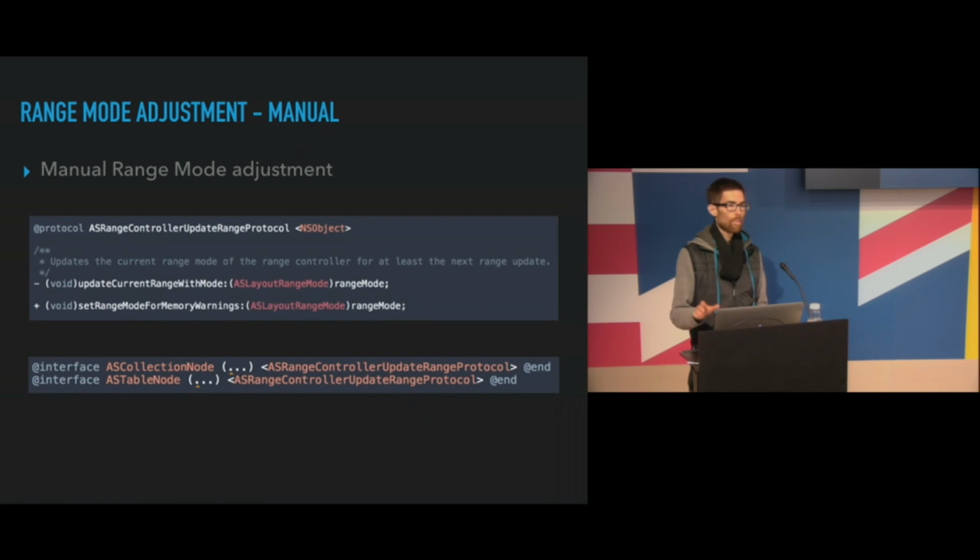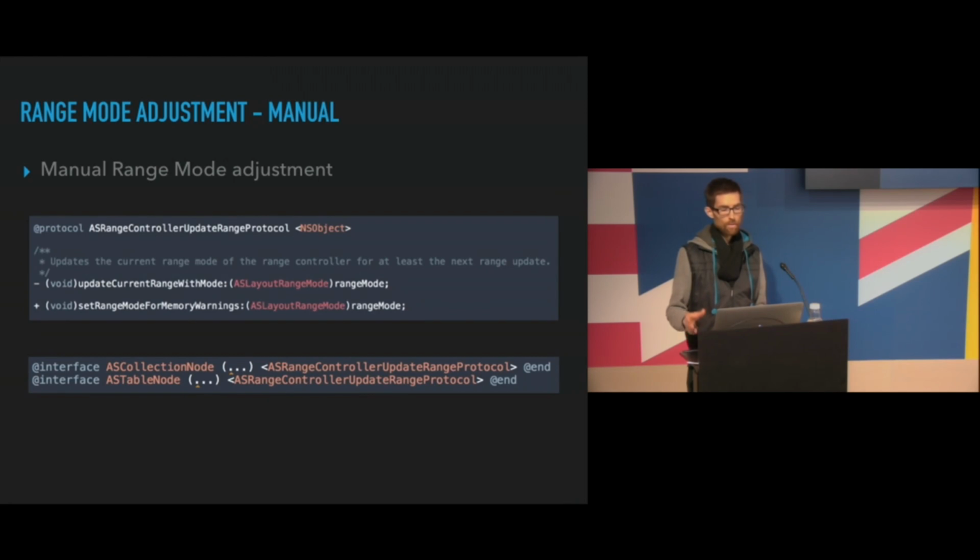And both of these automatic adjustments of the range mode are based on these new APIs that you actually can call. It's a protocol, ASRangeControllerUpdateRangeProtocol, and you can call methods like updateCurrentRangeWithMode on yourself and set this collection node or table node in the range mode you want to have. And you can set, via a class method, a default range mode for memory warnings.